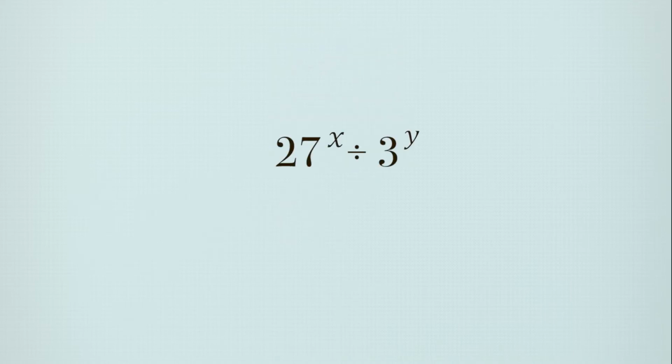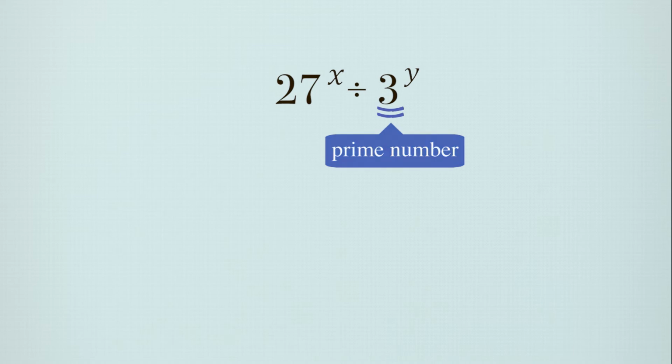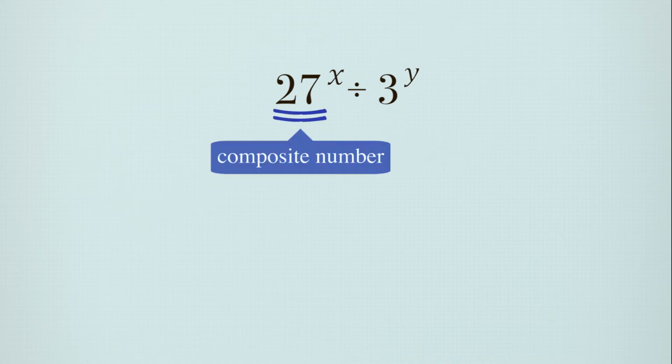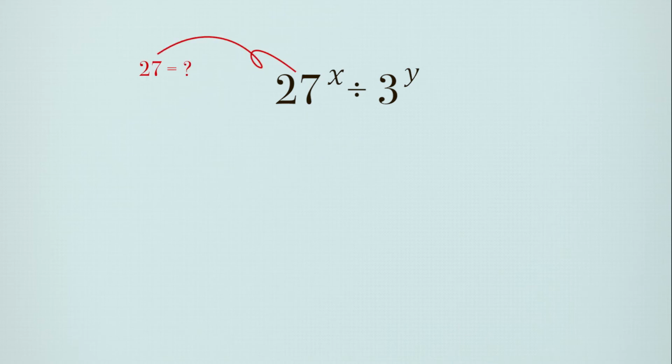Next, look at this expression. We see that the bases and indices are different. What else can we do to simplify it? 3 is a prime number, while 27 is a composite number, which can be expressed as a product of prime factors. Also, 3 is a factor of 27. Now can we write 27 as a power of 3? Yes, we can. 27 is 3 times 3 times 3, or 3 cubed, in index form.